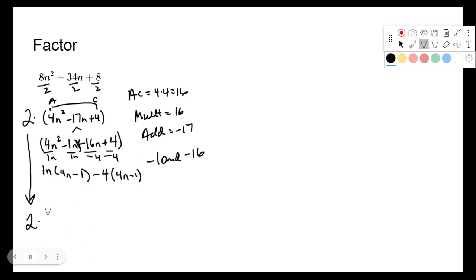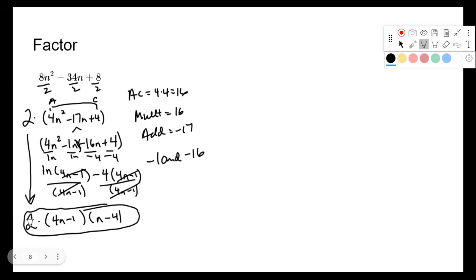I'm doing this right, so I'm going to come down here. I'm going to factor out the 4n plus 1. And divide both of these by 4n minus 1. Sorry, 4n minus 1. It's not 4n plus 1. Cross these out, and I'm left with 1n, or n minus 4. This is the correct answer.